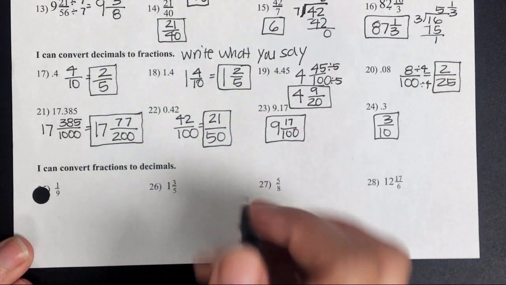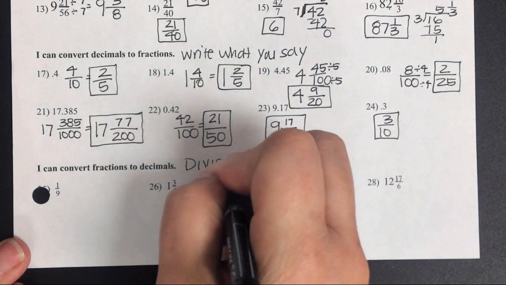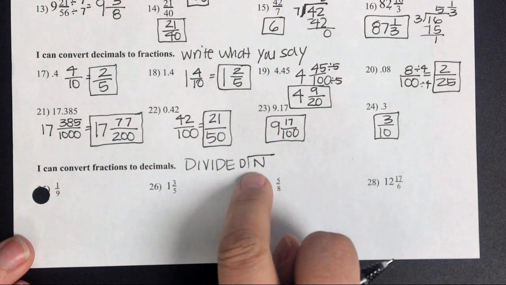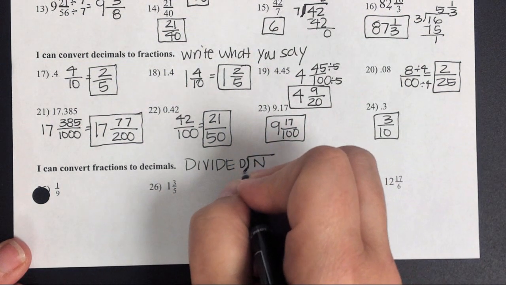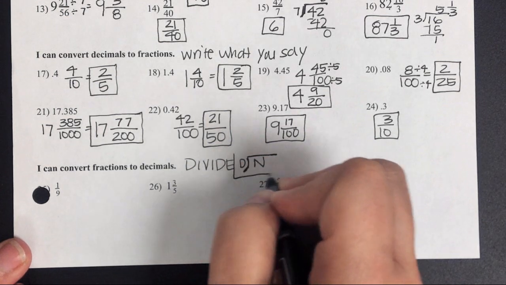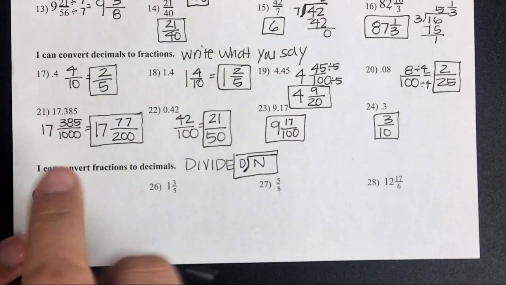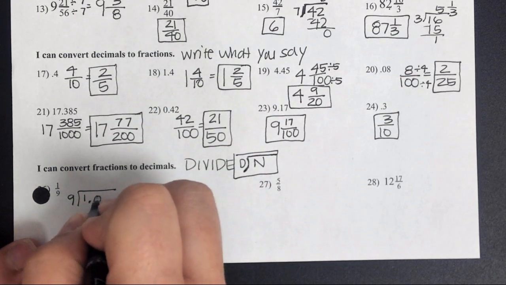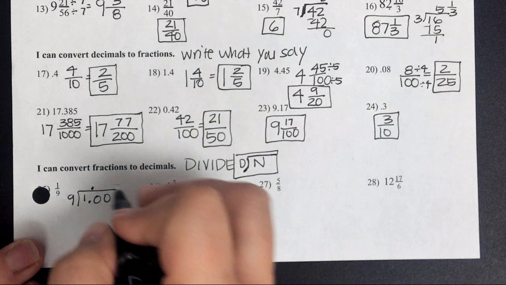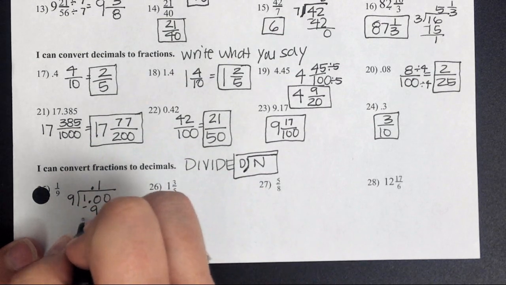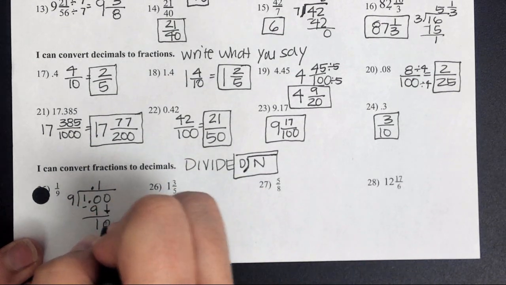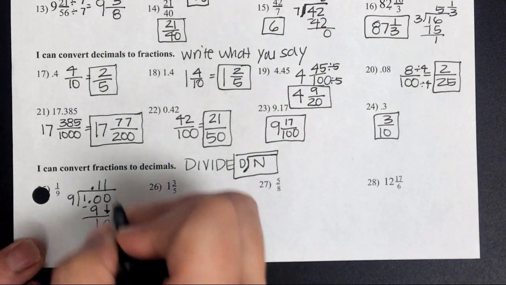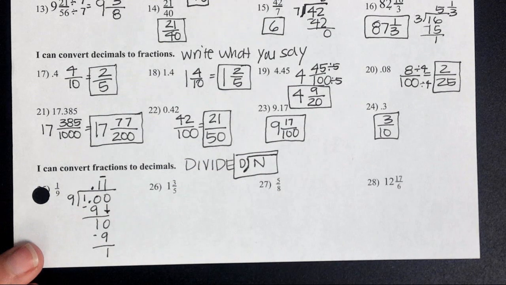Okay, so fractions to decimals. This is where we are going to divide. And this is always numerator divided by denominator. Your numerator will always be inside the house. Okay? So if we look at this, this is going to be 1 divided by 9. I have to add a decimal and zeros. 9 will go into 10 one time. We have 1 left over. We bring a 0 down. At this point, we should realize that we have a repeating decimal, so we put a line over it.